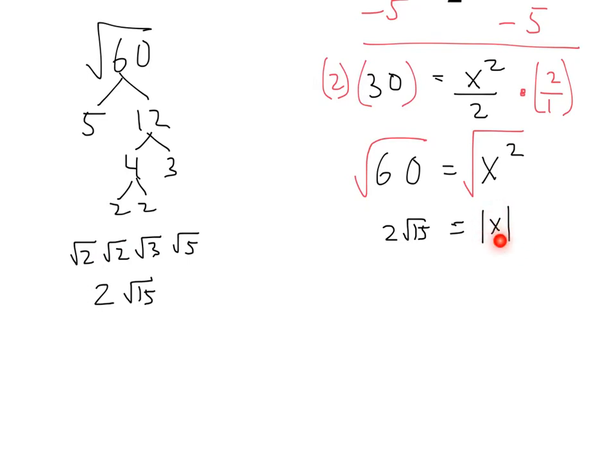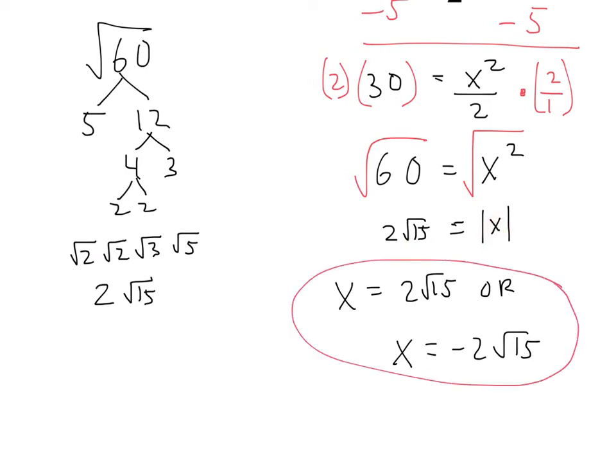Okay, now let's think about this. If the absolute value of x is equal to 2 radical 15, what could x possibly be? What values could make this true? And there's two possible answers. x could either be positive 2 radical 15, or x could be negative 2 radical 15. Because if I put both of those in here, this absolute value, it would make that true. So these are my two solutions.